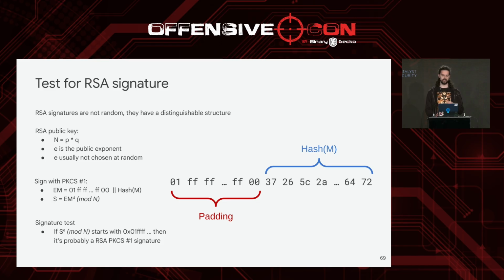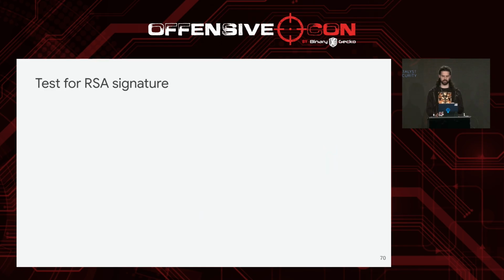And if it is, then we know that we are correct. One problem is that we don't know what E value AMD is using. In theory, they could take any value, but in practice, we know that people tend to use a few specific values, like 3, 17, and 65,537, because they make the computation more efficient. So we can try to test.